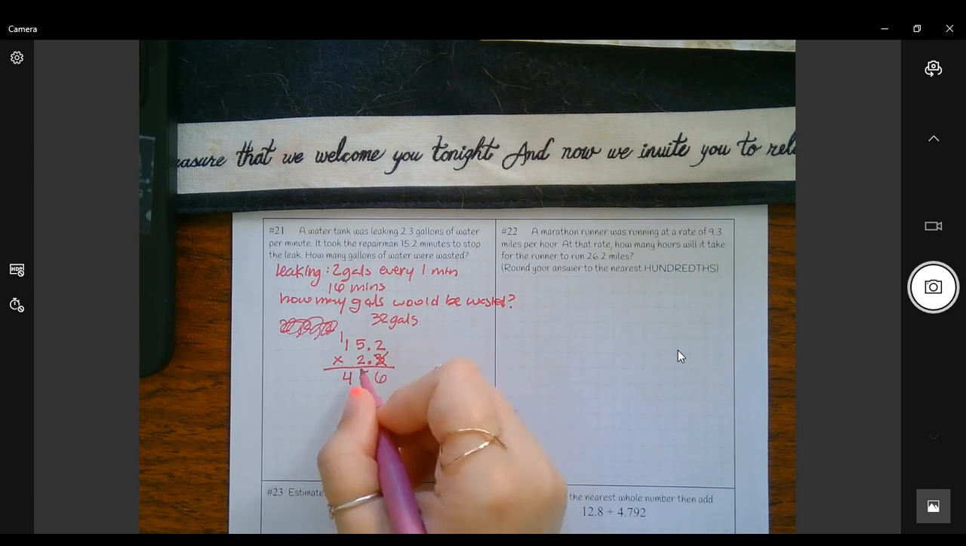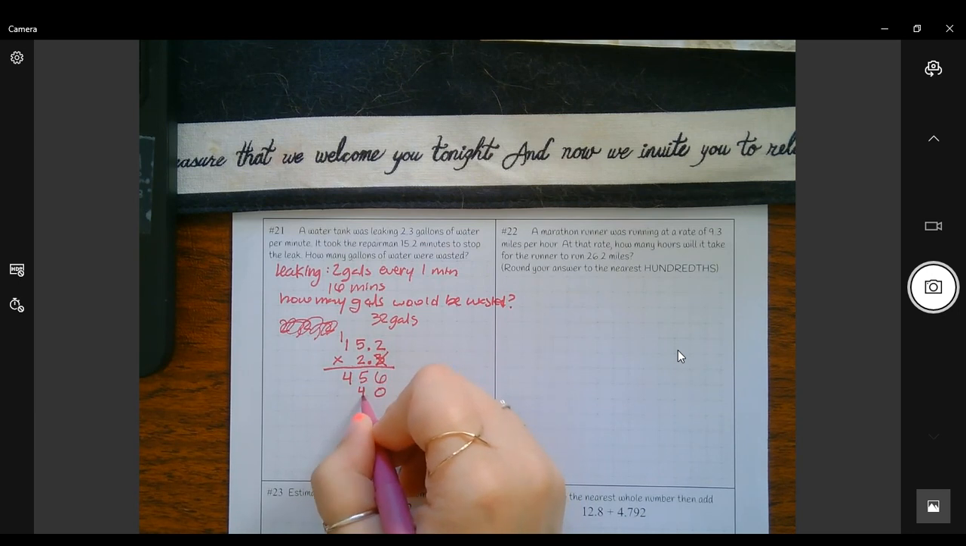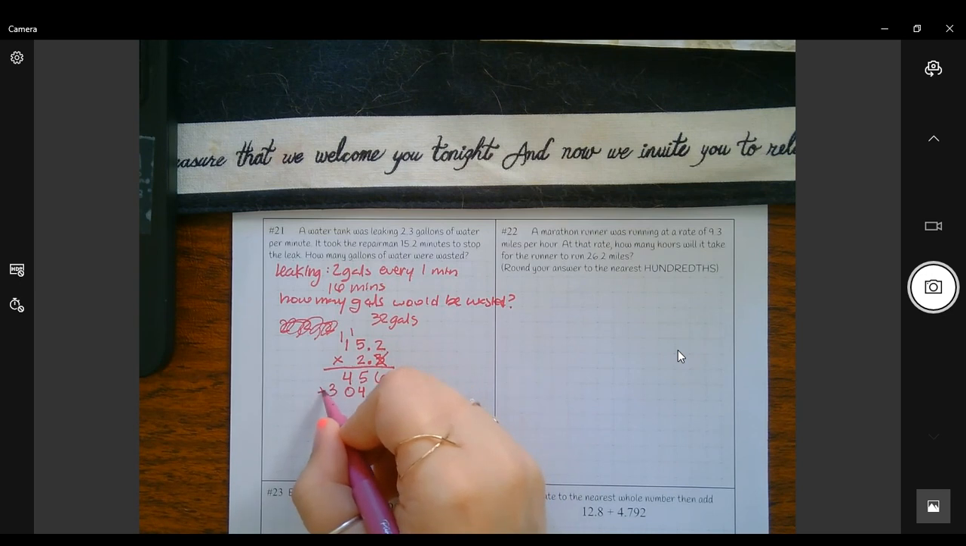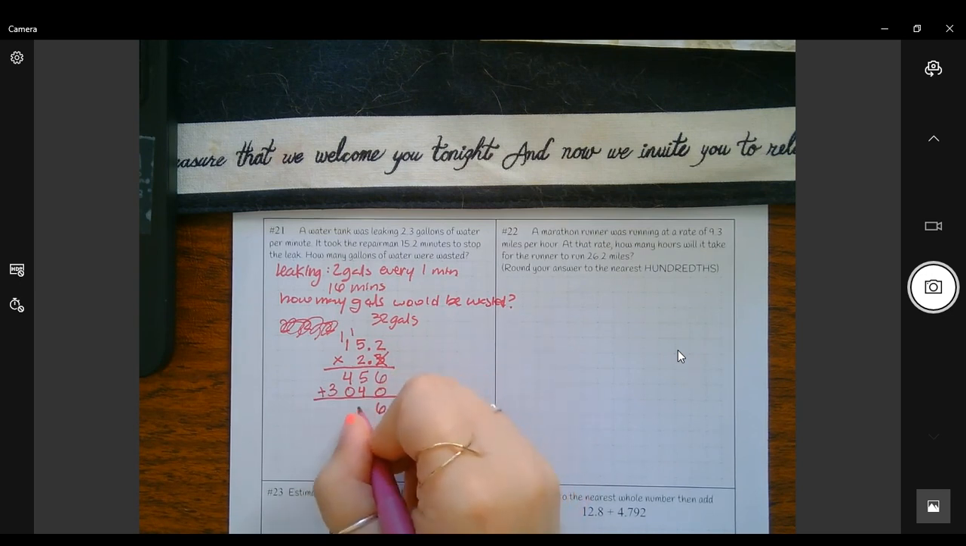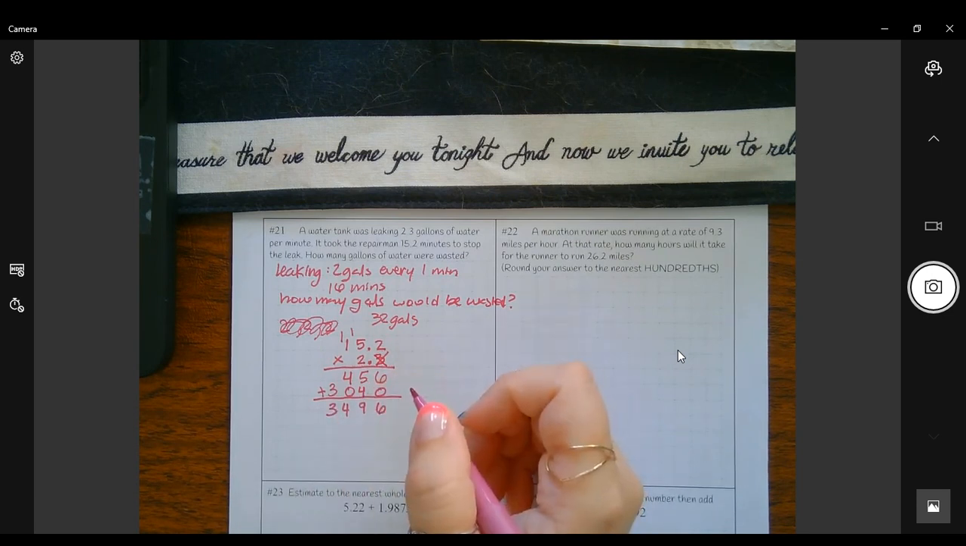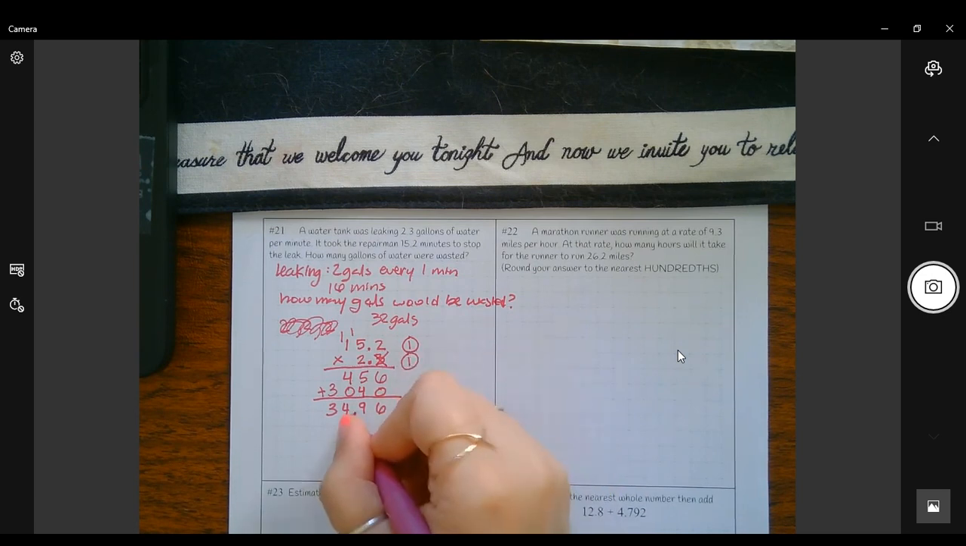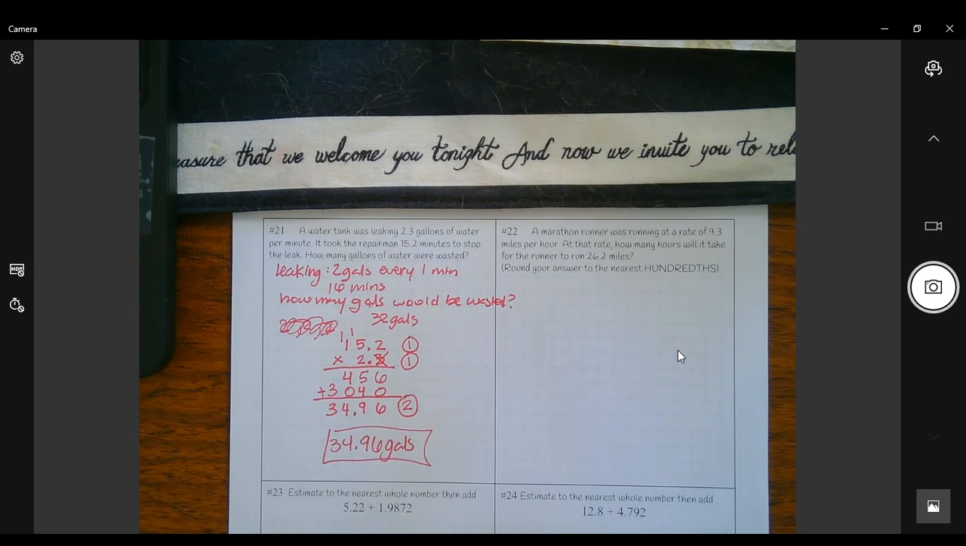So I want to move on to the tens place, so I need to put a 0 placeholder. And 2 times 2 is 4. 2 times 5 is 10. 2 times 1 is 2, plus 1 is 3. Now I add down. So I have 6, 9, 4, and 3. You multiply like normal. The only thing is, for your final answer, however many numbers you had after the decimal up here, so 1 there and 1 there, I need a total of 2 numbers after the decimal in my answer. So it should be 34.96 gallons were wasted.